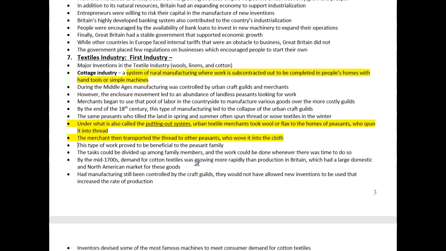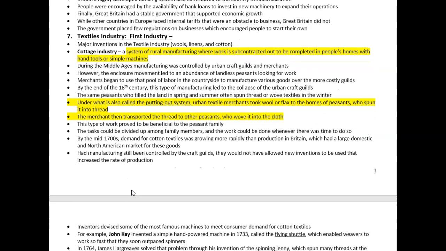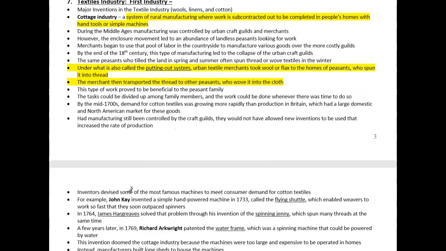This type of work proved to be beneficial to the peasant family. The task could be divided up among many family members, and the work could be done whenever there was time to do so. By the mid-1700s, demand for cotton textiles was growing more rapidly than production in Britain, which had a large domestic and North American market for their goods. Had manufacturing still been controlled by the craft guilds, they would not have allowed new inventions to be used that increased the rate of production.